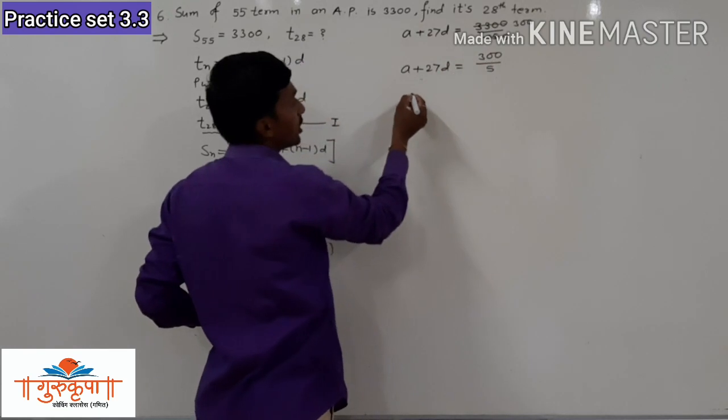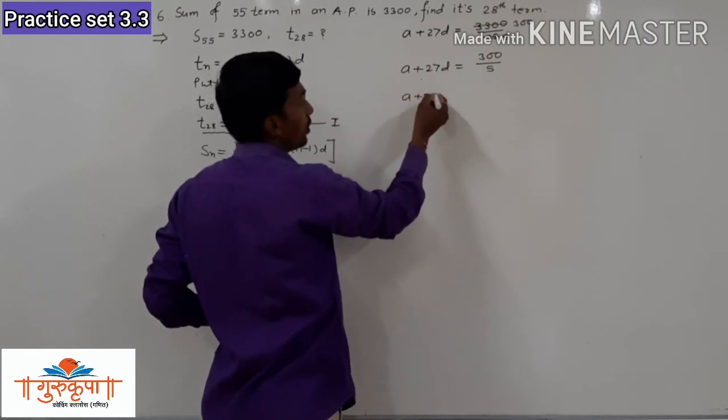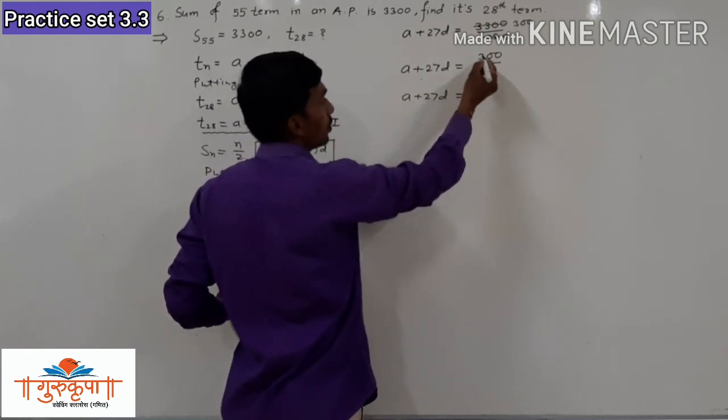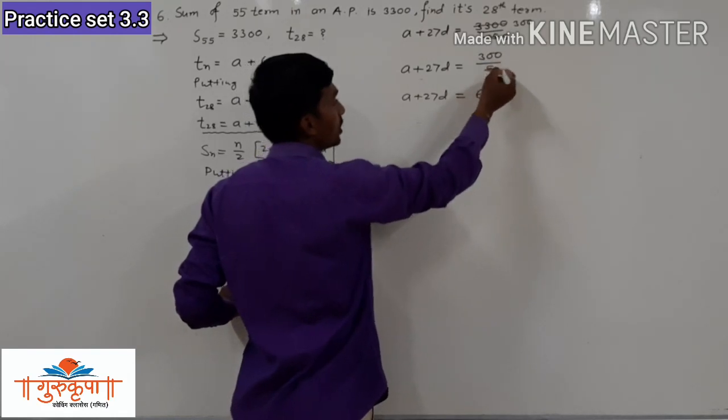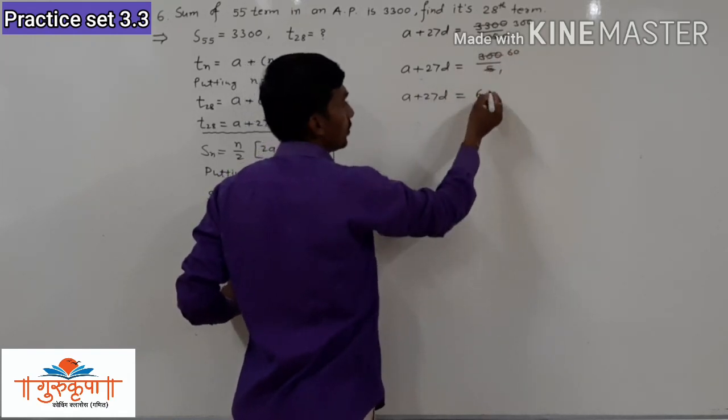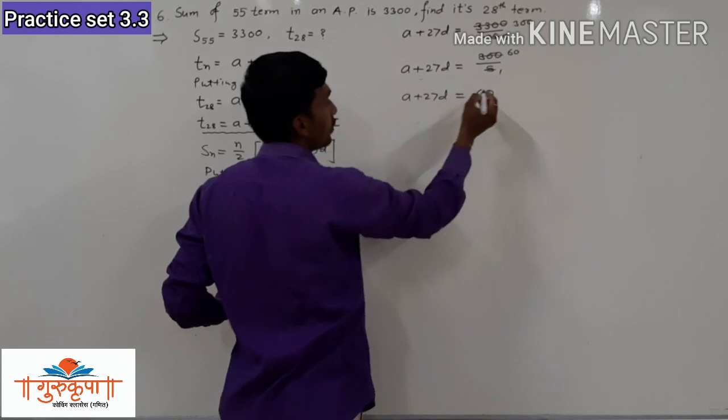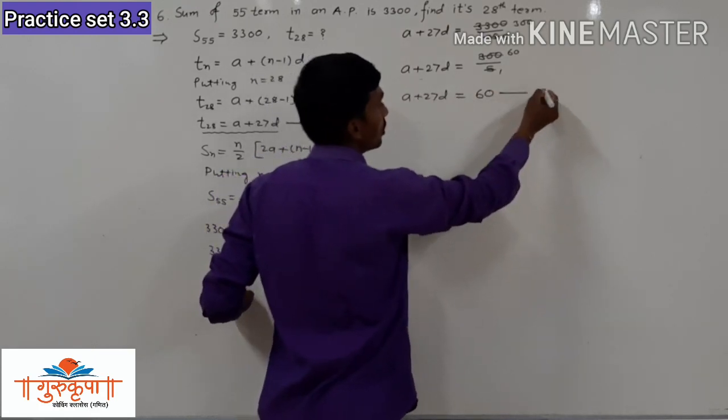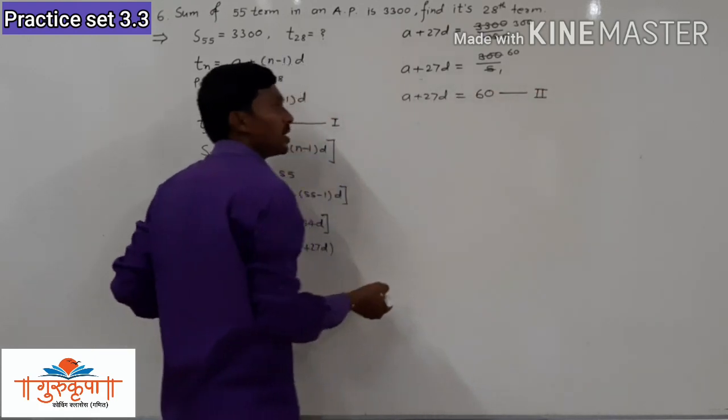Now divide 300 by 5. So we have a plus 27d is equal to 5 6s are 30, and 5 0s are 0. So the division is 60. So we have a plus 27d is equal to 60. Represent it as equation 2.